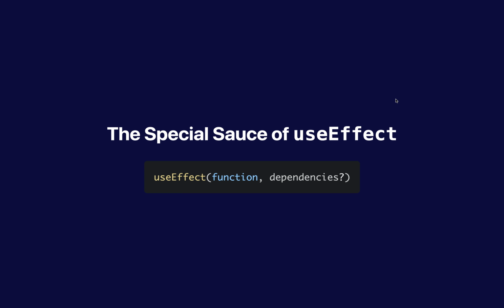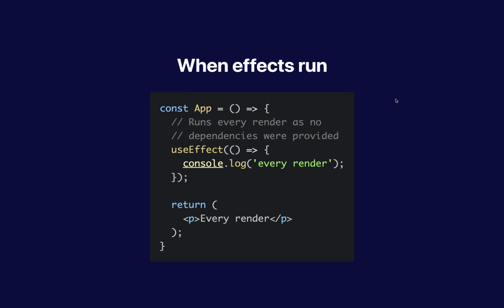So let's talk about when these effects are actually run. The first is run on every single render of the component, because we've provided it no array of dependencies. So it just goes, oh, I've updated, I've got to rerun. And so every time this component is rendered, it's going to console log every render. It's pretty uncommon to do this, and you would probably not want to use it unless you had a very specific use case in mind.